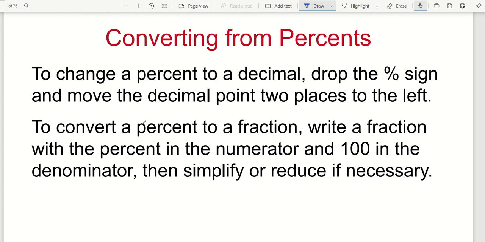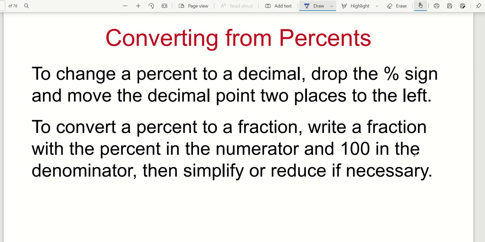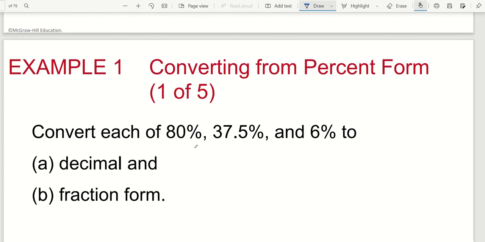One of the first skill sets that we want to develop in this section is to convert between different forms. In particular, fractions, decimals, and percentages are all things that we're going to ultimately use, and so we want to understand how to convert back and forth between those three forms. To convert a percent to a fraction, we write the fraction with the percent in the numerator and put it on top of 100, and then simplify if need be.